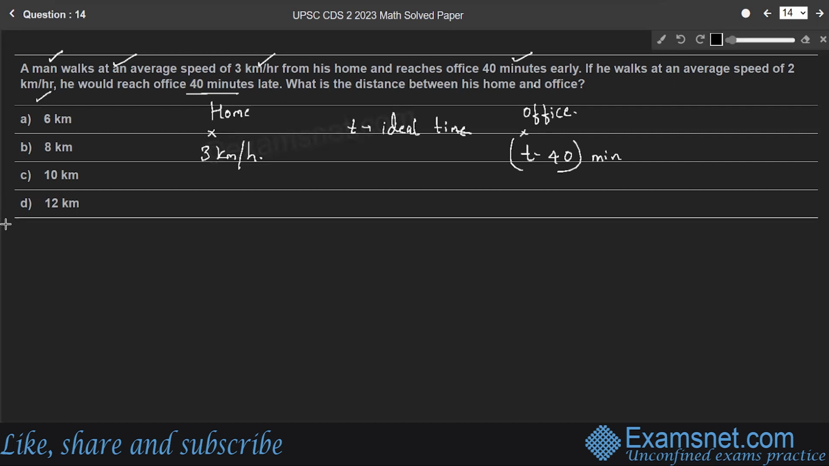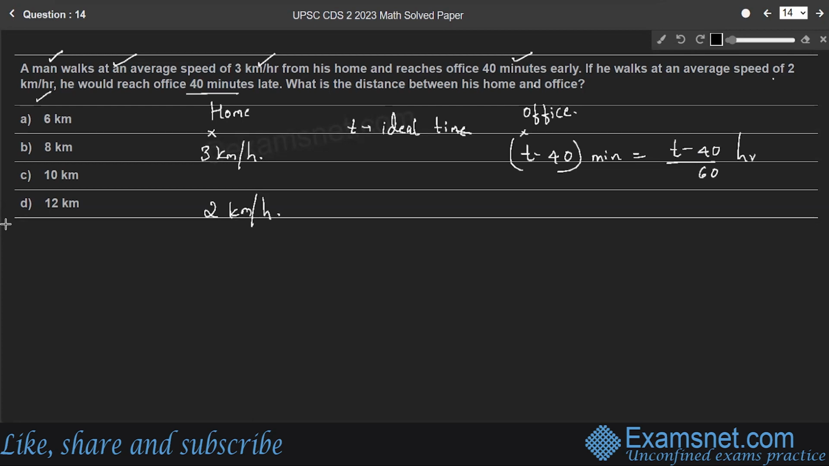He reaches office 40 minutes early. That means he takes T minus 40 minutes of time, right? In terms of R, it is (T minus 40) divided by 60 R. If he walks at an average speed of 2 km, so imagine he is walking at the speed of 2 km per hour.